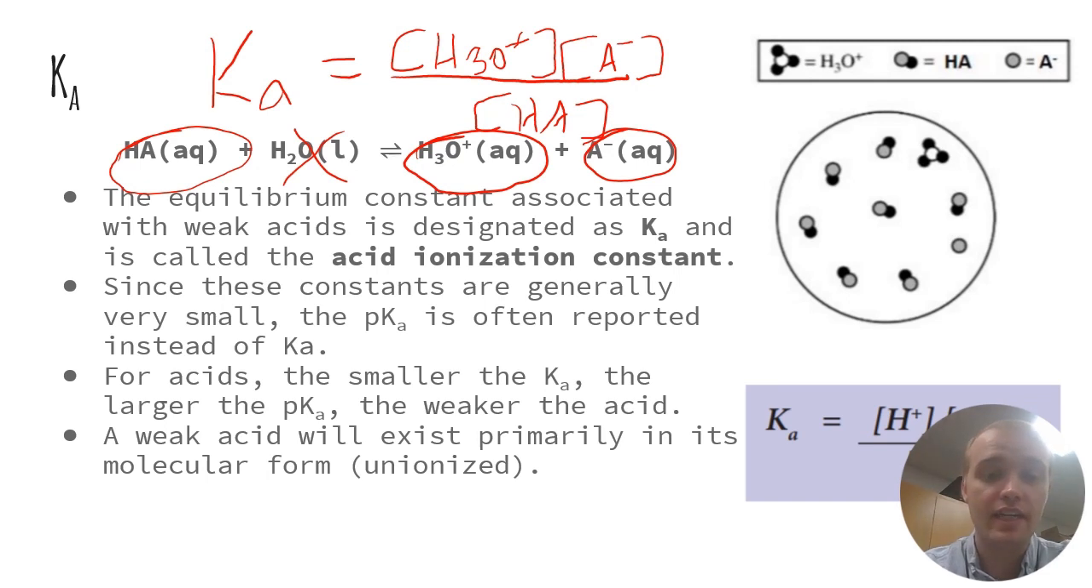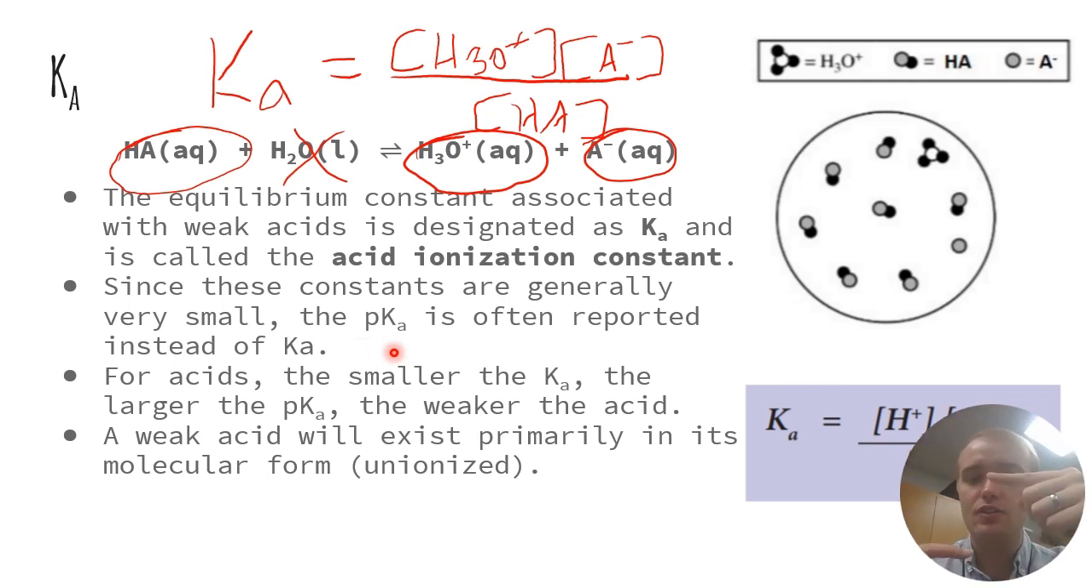Okay? Now, these are weak acids, which means their Kas are typically really, really small. So what we tend to do as chemists is instead of reporting Kas, we tend to report what's called a pKa. And if you remember from last lecture, pH is the negative log of the concentration of hydrogen. Well, pKa is just the negative log of the Ka. And when you do that, you get a much easier to deal with number.